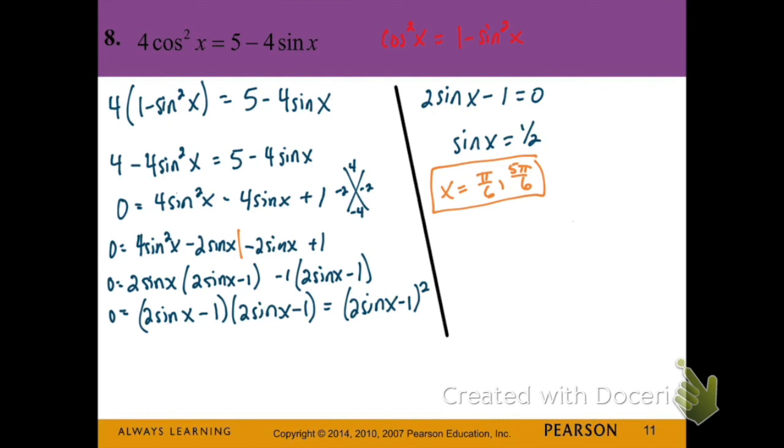After we factored, both of our factors were the same, so I just wrote that as 2 sine of x minus 1 squared. So when I set that equal to 0, I just have to set it equal to 0 once. I don't have to set it equal to 0 twice.